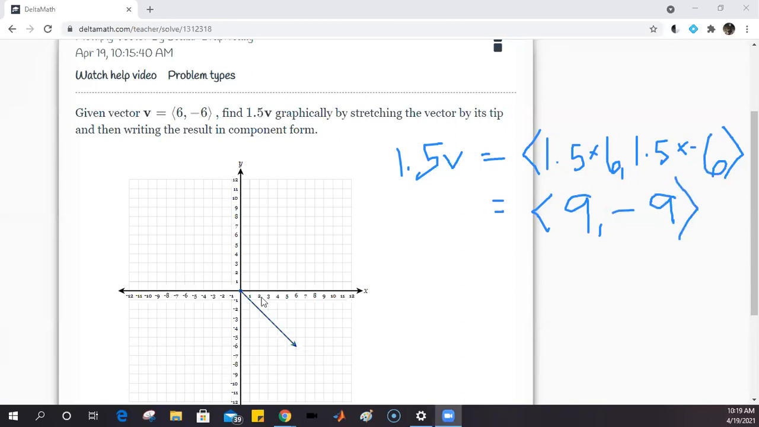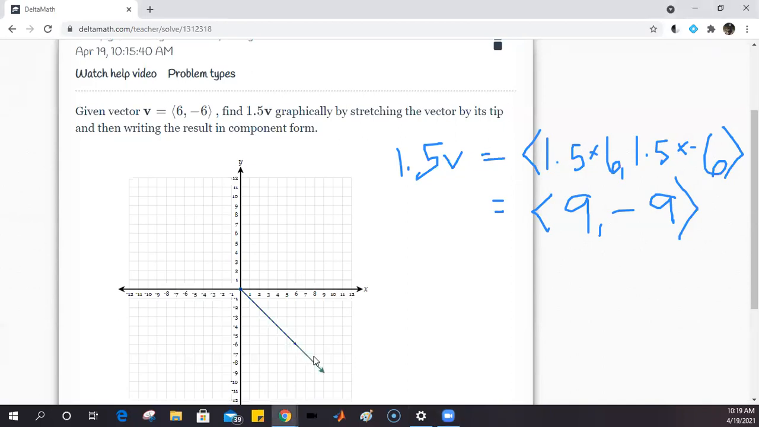So if I stretch this guy to 9, -9, that's 1.5 times our original vector. And that's literally it. You have now multiplied a vector by 1.5, stretching it graphically, et voila, there's our resultant vector. Sorry guys, this is supposed to be a comma right here. So 1.5 times 6, comma, 1.5 times -6, I'm doing a poor job here of writing this out using my drawing tools, getting our resultant vector, 9, -9.